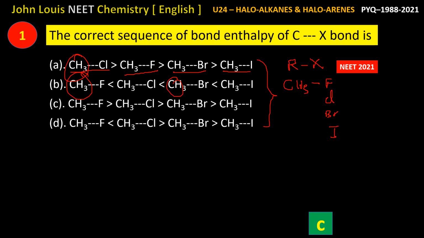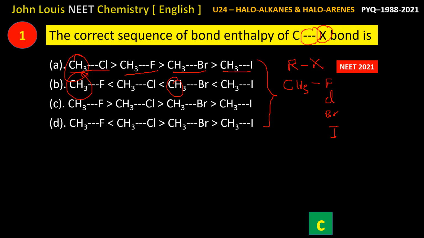So first of all we need to know what is bond enthalpy. What is the bond enthalpy of the CX bond? The energy required to make this bond between carbon and halogen, or the energy required to break the bond between carbon and halogen, is known as bond enthalpy. So when the halogen changes, definitely the bond enthalpy also will change. But how does that enthalpy change when the halogen changes?